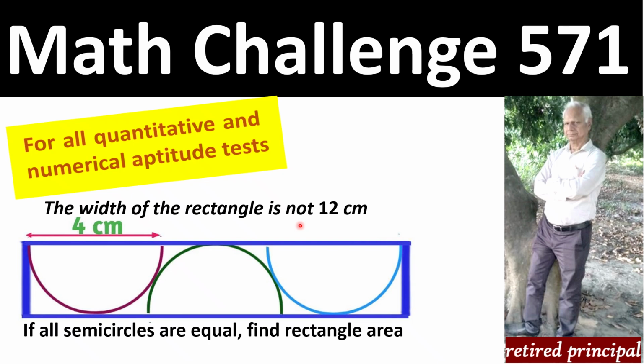of the rectangle is not 12. Do not calculate 4 plus 4 plus 4, because there will be an overlapping region. You can see the overlapping region. So it will not be 4 plus 4 plus 4. We have to calculate the area of the rectangle. Math Challenge 571.